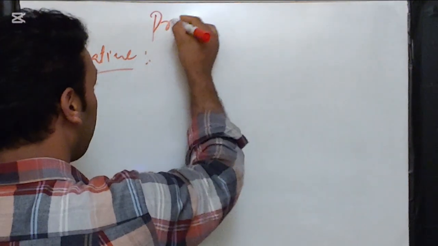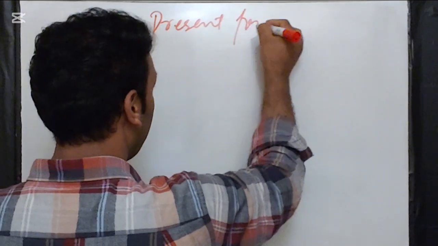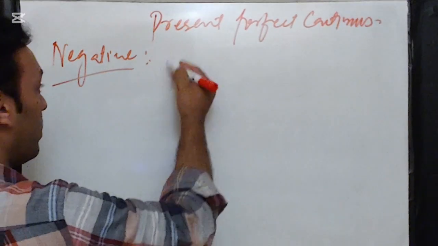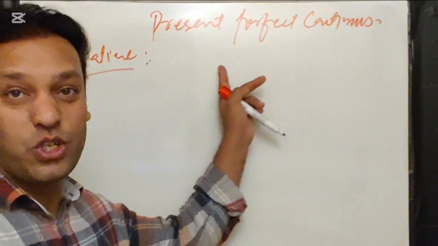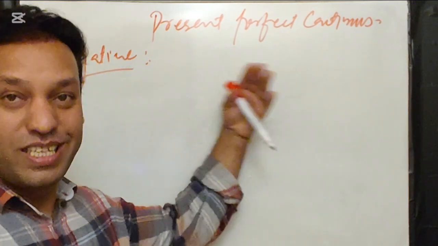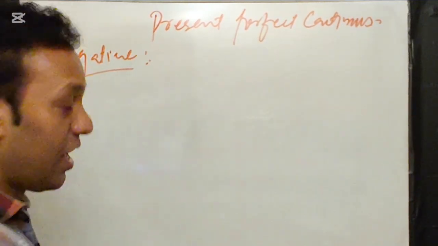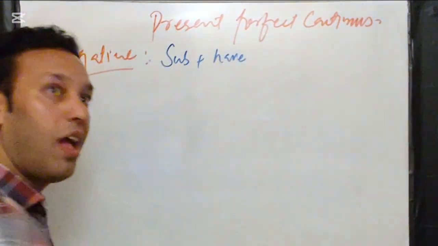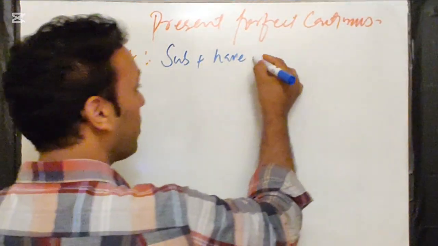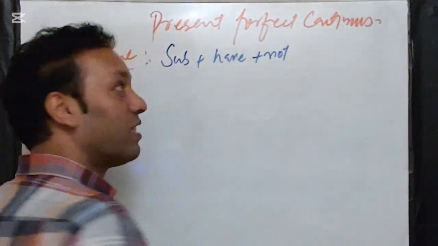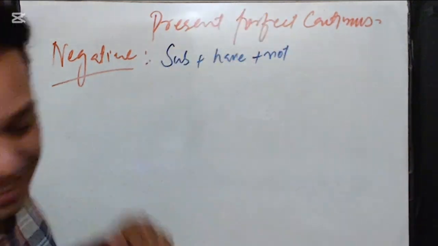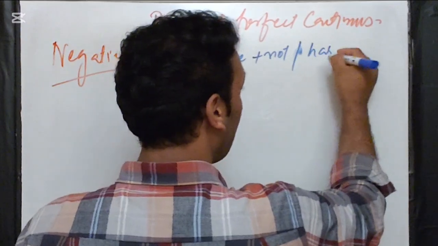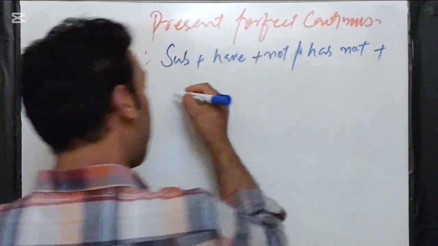So first of all, the present perfect continuous. We have to mention first of all the structure. So what is the structure? Subject plus have, then you have to use not. Then you have to use has. Okay, has not. Then been.